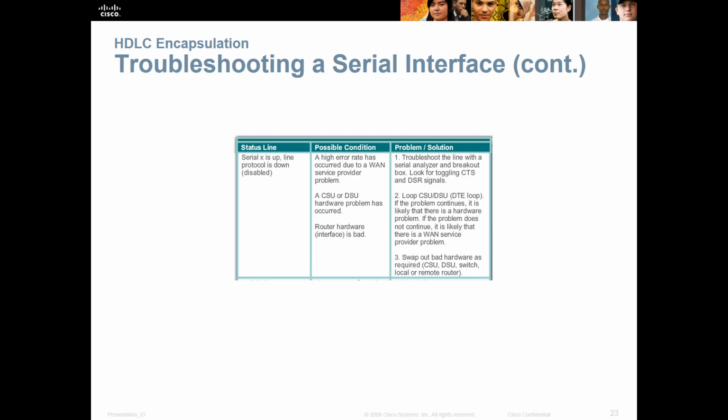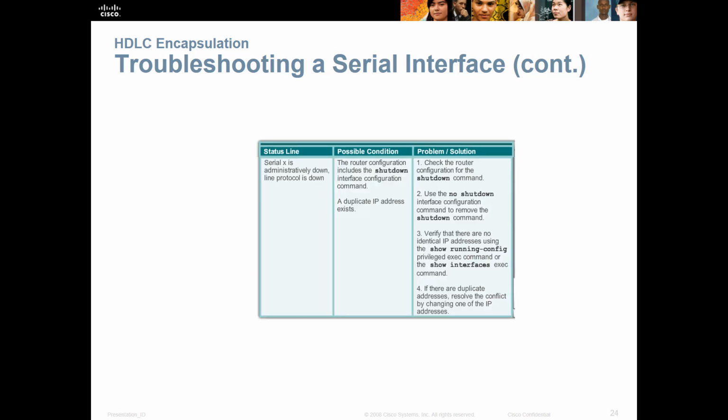Last, serial X is up, line protocol is down, it's disabled. A typical reason is a higher error rate. Could be a loop, could be many things. But here we're looking at maybe bad hardware, a CSU/DSU issue, things of that nature. Serial X is administratively down, line protocol is down. That's because the shutdown command was issued or the no shutdown command was not issued.